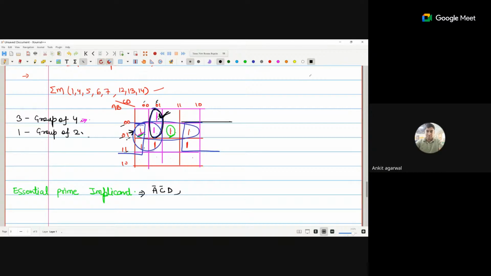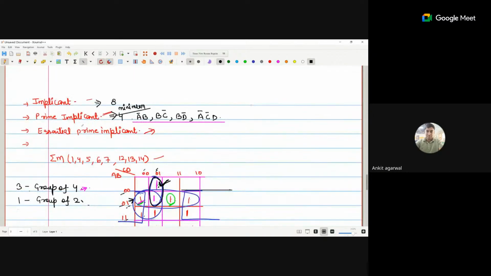Any doubt? We have to include the essential prime implicant, which is the term that cannot be grouped with any other group. We have created four groups, three groups of four and one group of two. So these four terms we are getting.